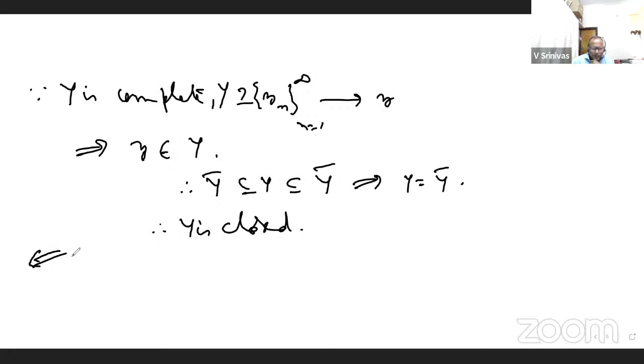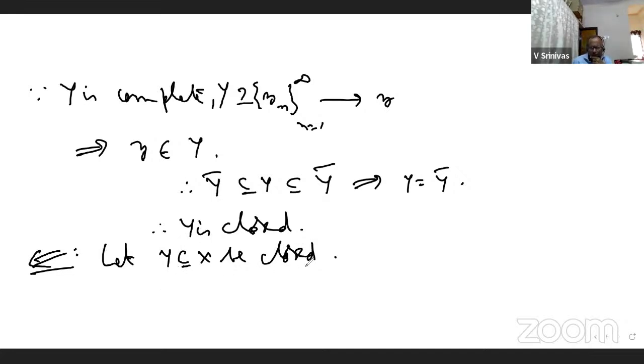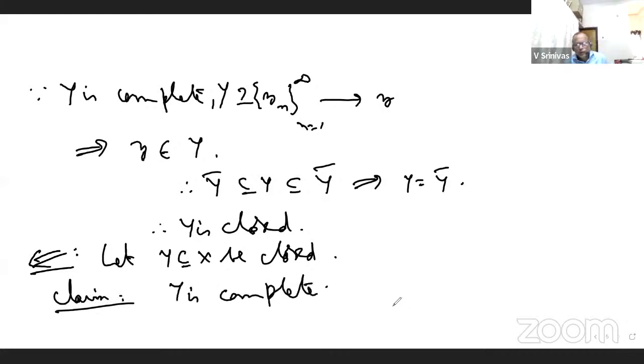So what is the if part? Let Y contained in X be closed, a closed subspace. We show Y is complete. Claim: Y is complete. So how can we do this? We have to take a general Cauchy sequence in Y.